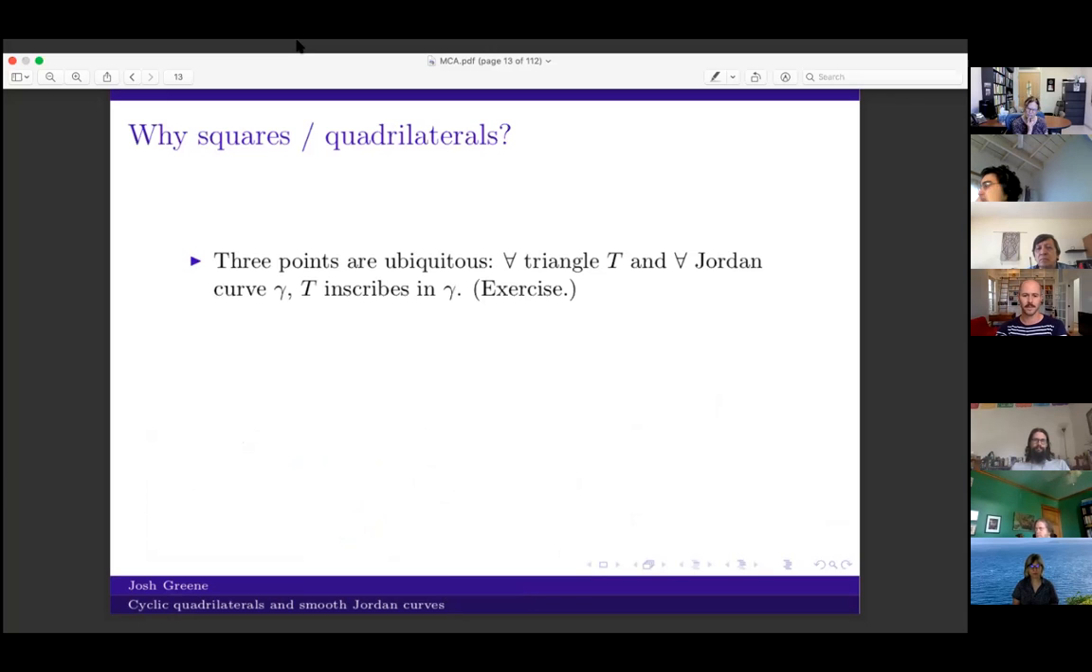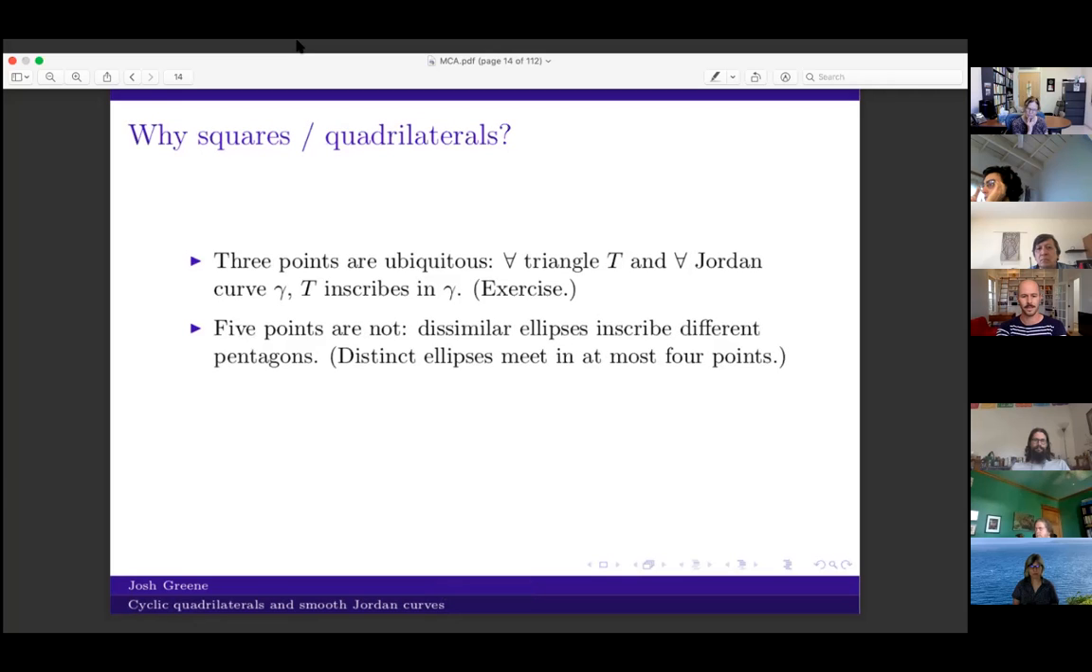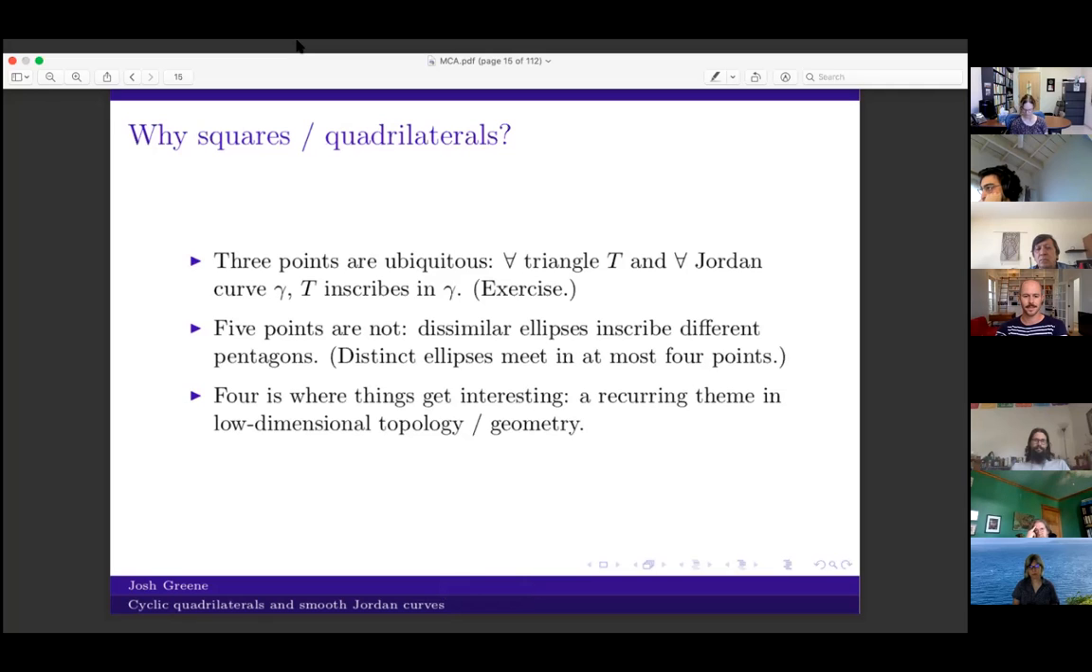If you look for 5-point configurations, on the other hand, the problem is overdetermined. So actually, if you take dissimilar ellipses, they don't inscribe similar pentagons, for the reason that different ellipses can overlap in at most 4 points. So 4 is kind of the right request. And 4 is a special dimension in geometry and topology, and its appearance here is more than just a superficial relationship to that fact. We're actually going to do some serious 4-dimensional geometry in a bit.